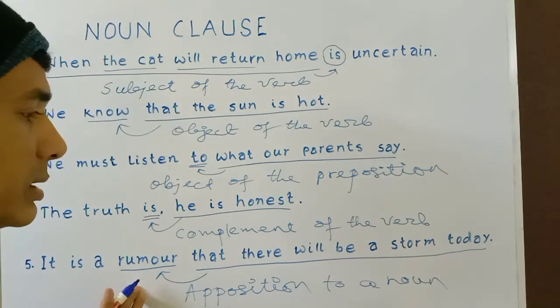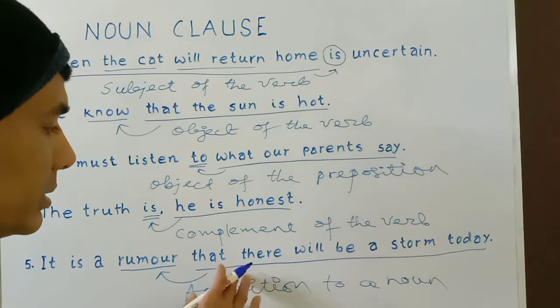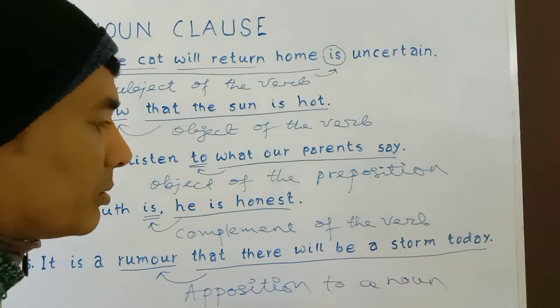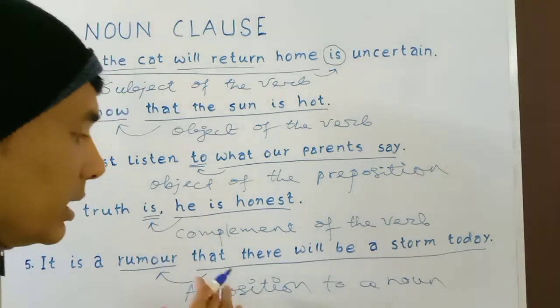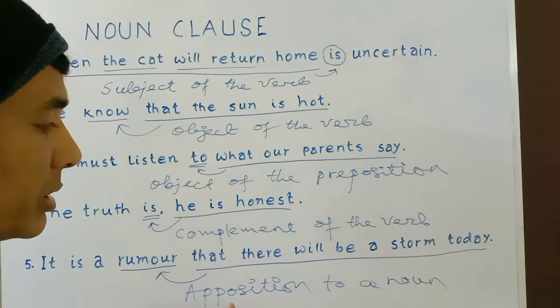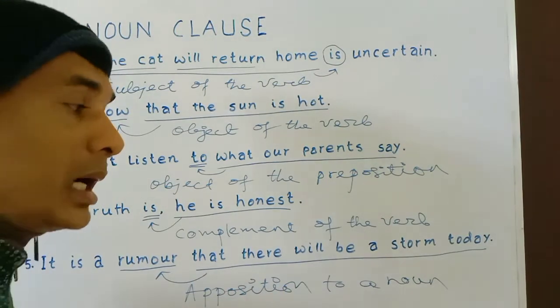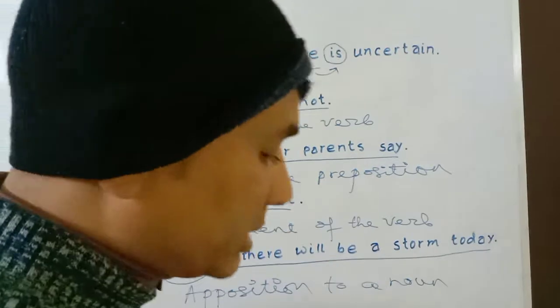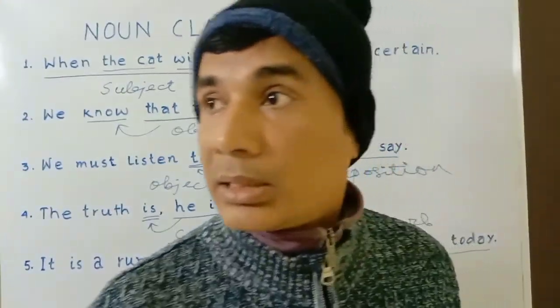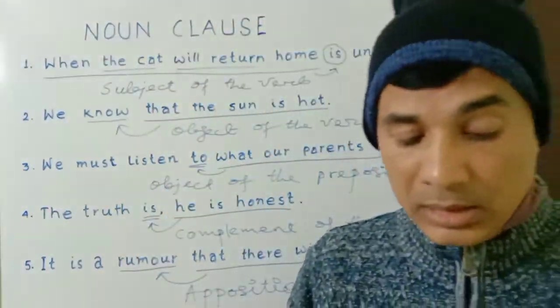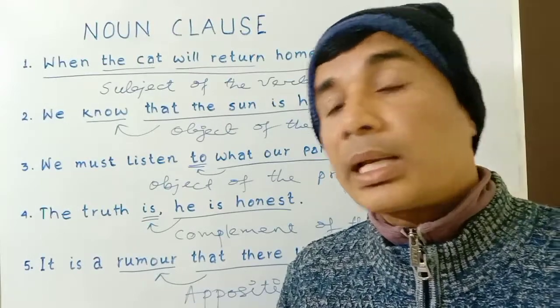Rumor is a noun, and this part, that there will be a storm, is another noun. They are sitting side by side. This is apposition. Apposition means I sit beside. We have come to know here that the noun clause is sitting beside another noun.